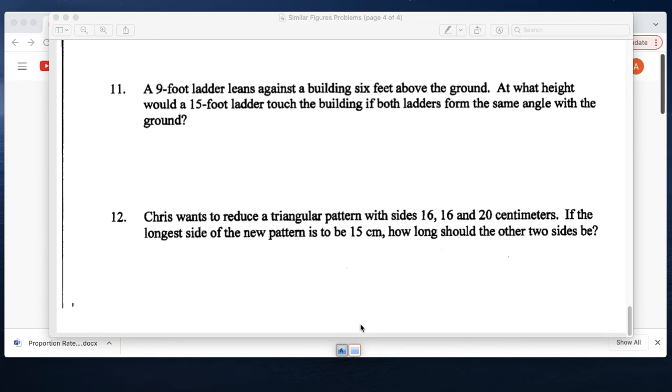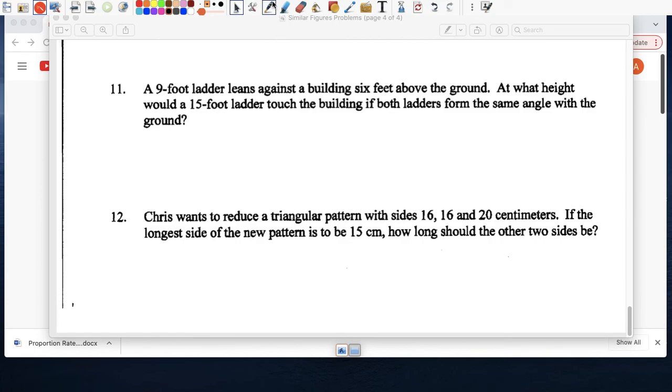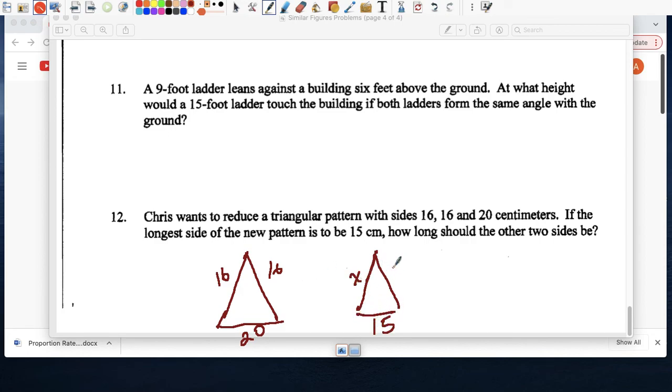Twelve. Chris wants to reduce a triangular pattern with sides. So we have an isosceles triangle because two sides are the same. This is 16, this is 16, and this is 20. If the longest side of the new pattern, so we have another triangle, a little bit smaller, but we know this guy is 15. Because it's isosceles, if this is x, this is also x. How long should the other two sides be?